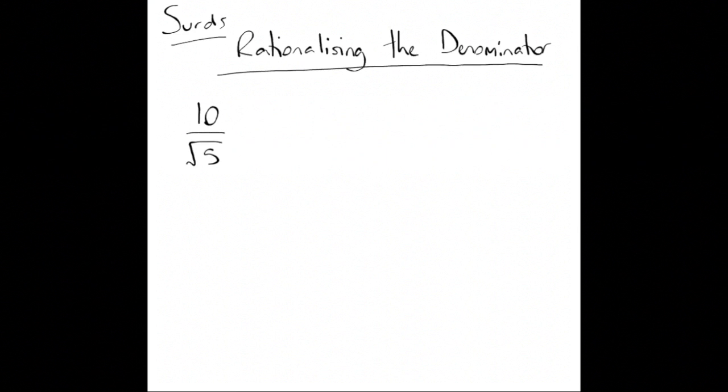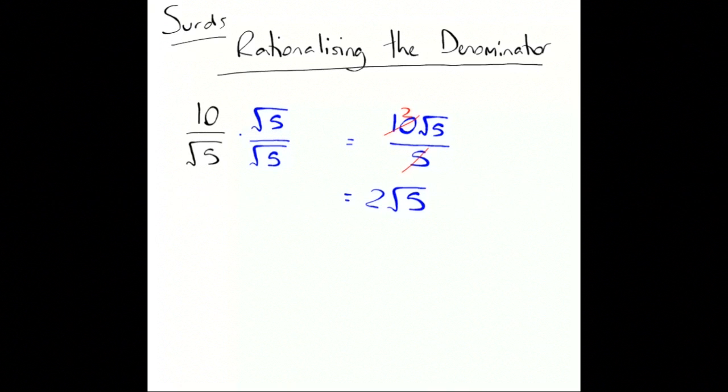If we start off with something like 10 over root 5, the easiest way to turn that root 5 into a normal number is to times it by root 5. If I times the bottom by root 5, I have to times the top by root 5. This turns into 10 root 5 over 5. Here I can simplify my fraction. If I divide both top and bottom by 5, I end up with 2 root 5.